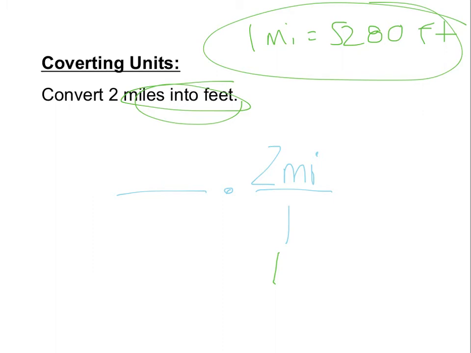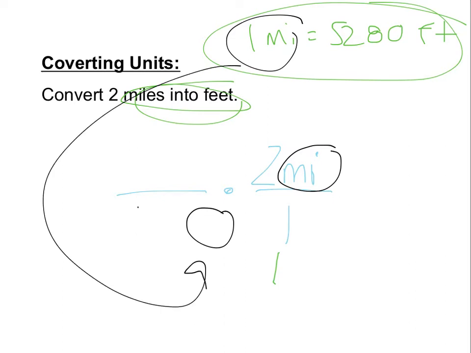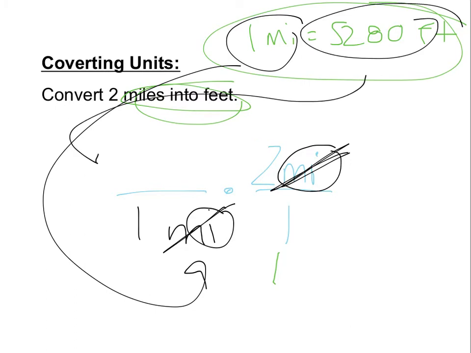Now again, how do we know which one goes on top, which one on bottom? Well, we need miles to match up. So we're going to put the 1 mile down here, so that way they can cross themselves out, like cross reducing. Then we put the 5,280 feet up here.